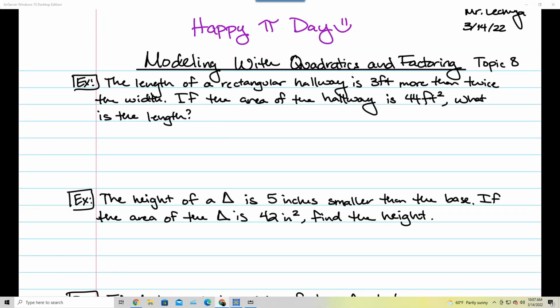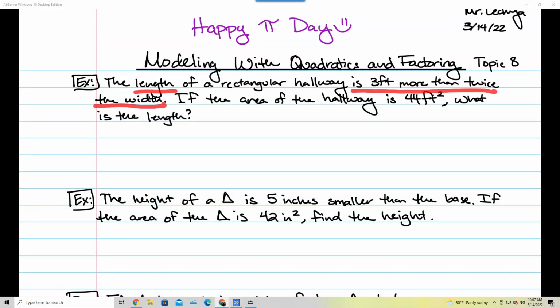It says the length of a rectangular hallway is 3 feet more than twice the width. If the area of the hallway is 44 feet squared, what is the length? So there's a couple of things that I want to point out here. The first thing is that they tell me the length of a rectangular hallway is 3 feet more than twice the width.